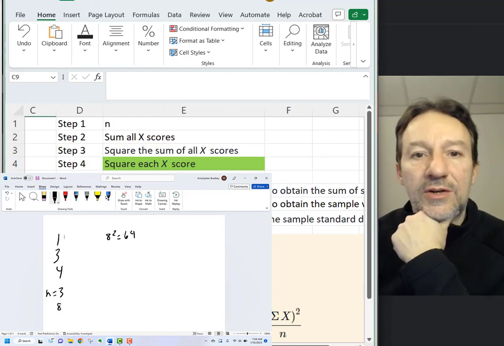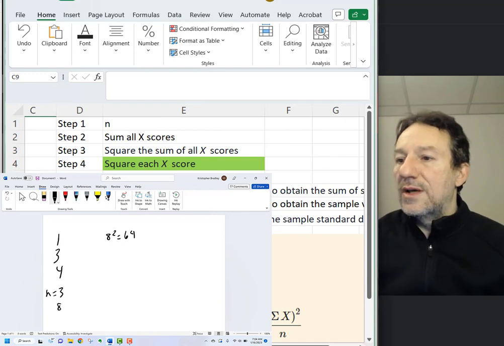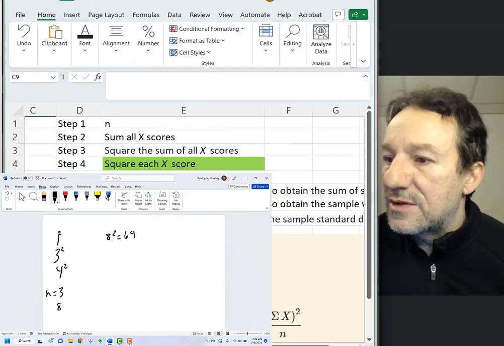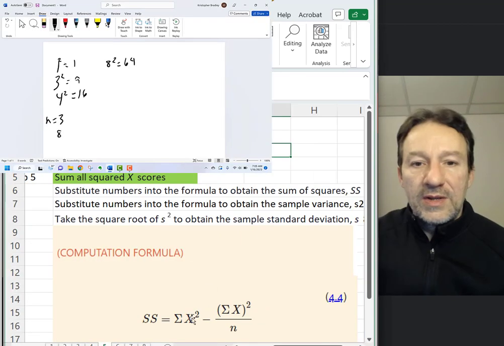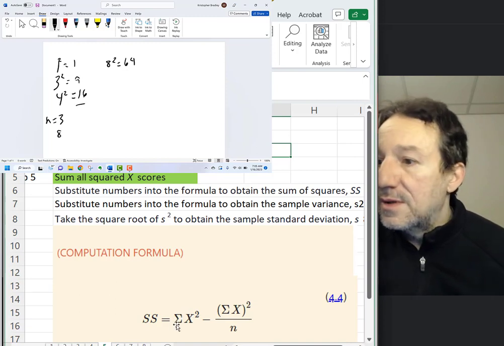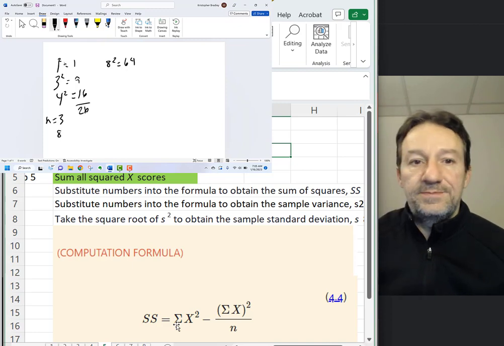Okay, the next thing we're going to do is square each x score. So we got a 1, a 3, and a 4. We're going to square each one of those. We'll get 1, we'll get 9, and we'll get 16. Then we're going to sum all those scores up. So 1 plus 9 plus 16 is 26.